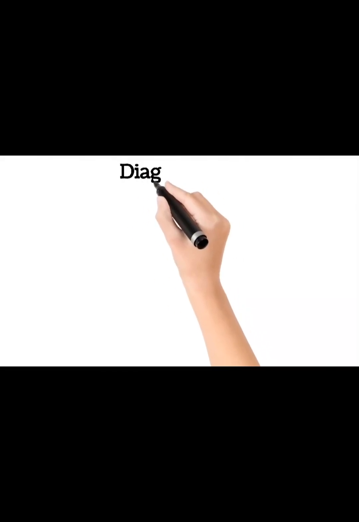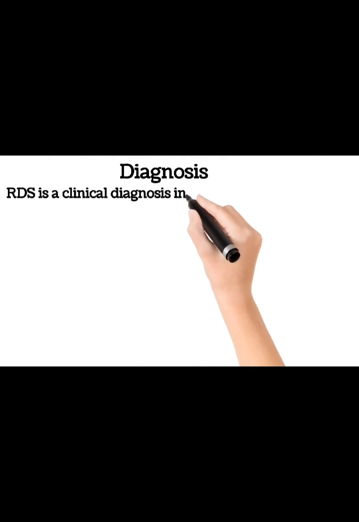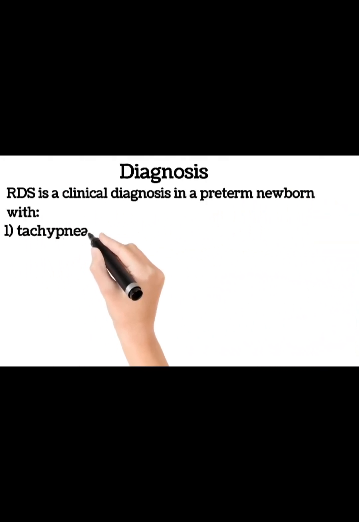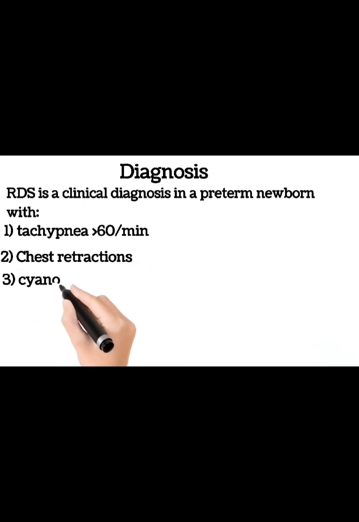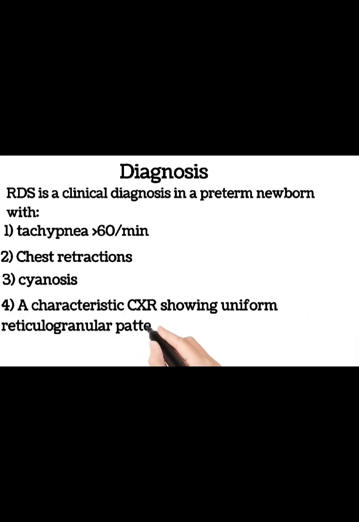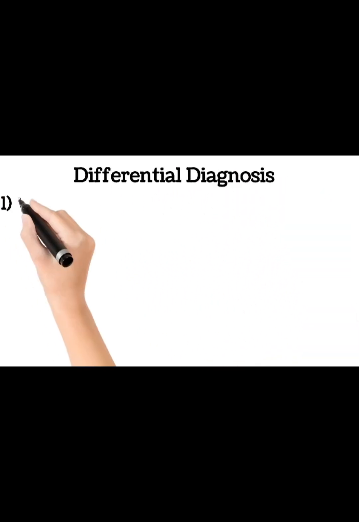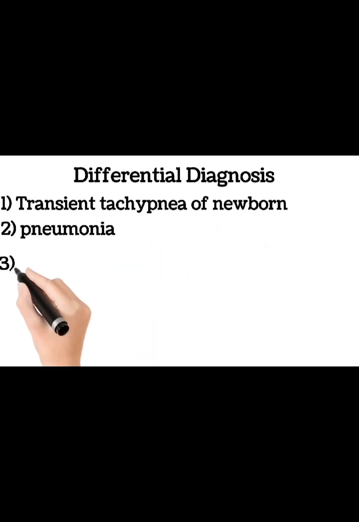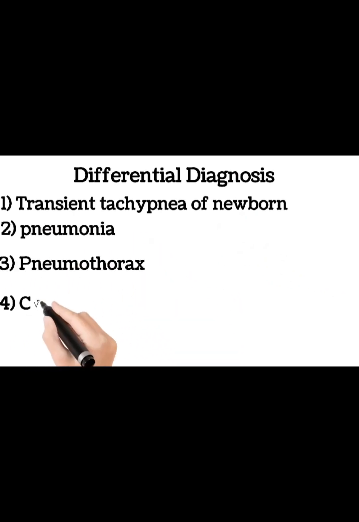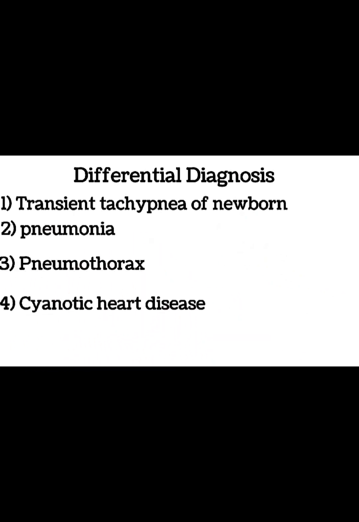The clinical diagnosis of RDS includes tachypnea, chest retractions, cyanosis, and a characteristic chest X-ray. The differential diagnosis of RDS includes transient tachypnea of newborn, pneumonia, pneumothorax, and cyanotic heart disease.